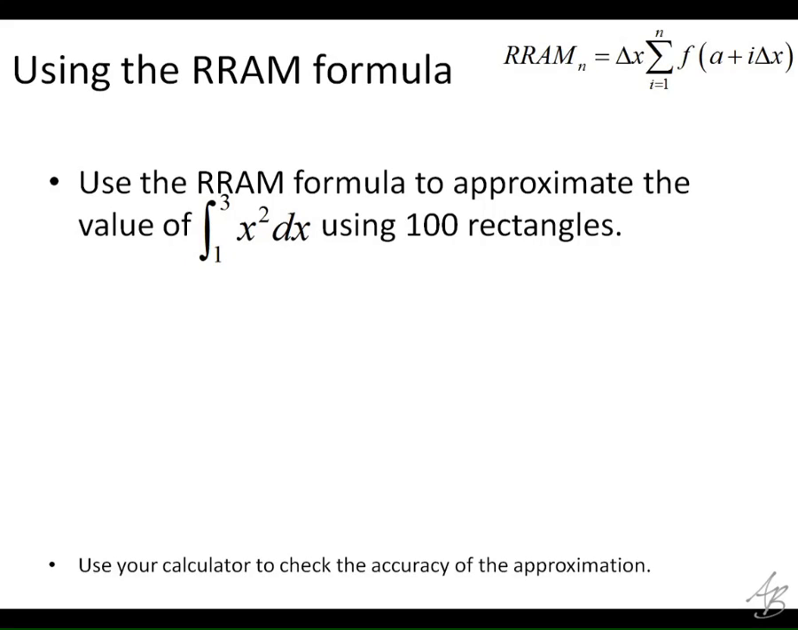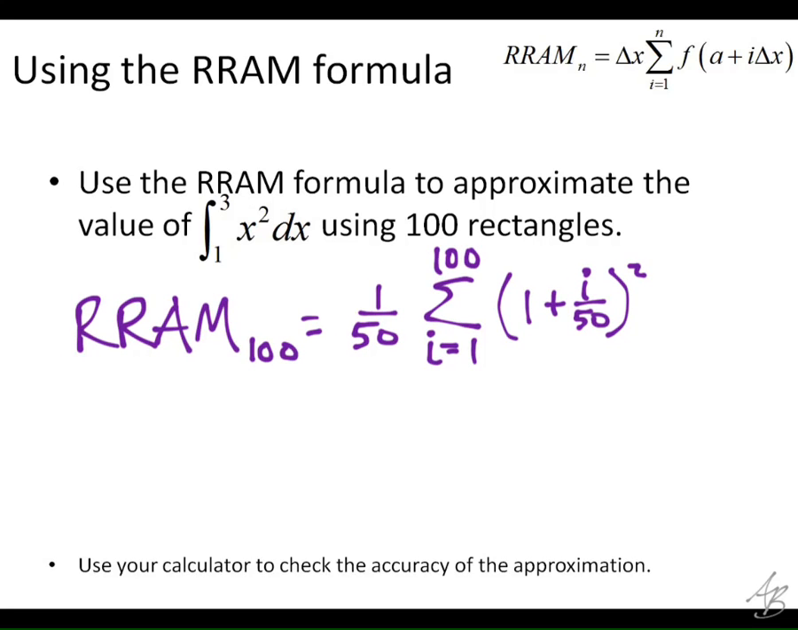Let's use those formulas that we just got to go back to this problem here and try to simplify that. The right rectangular method is going to give us 1 over 50 times the sum from i = 1 to 100 of (1 + i/50) squared. So let's try to simplify this sum. The first thing I see is that we can separate, well, no, we can't because we have the square here, right? So with that square, what are we going to have to do first?